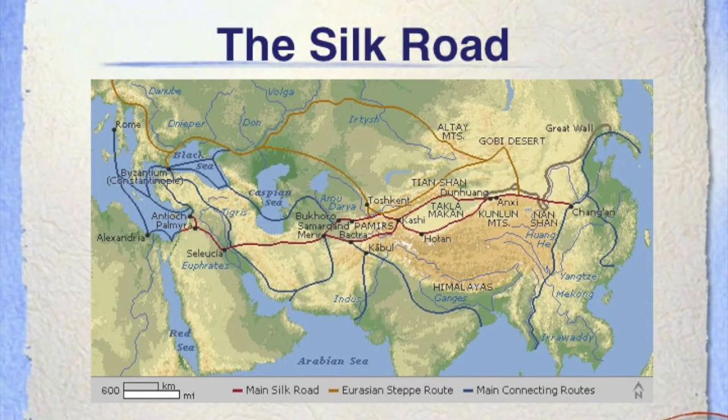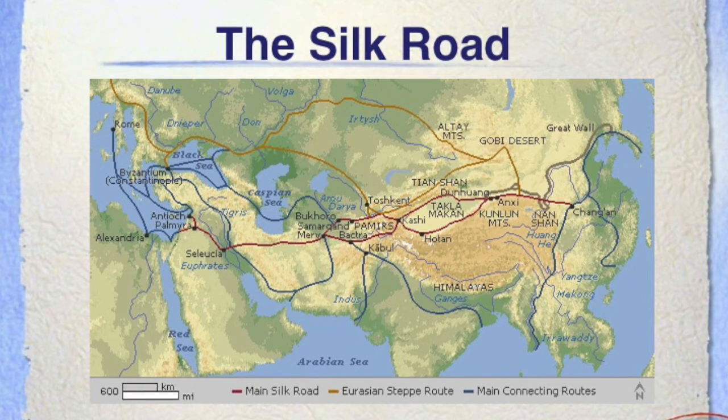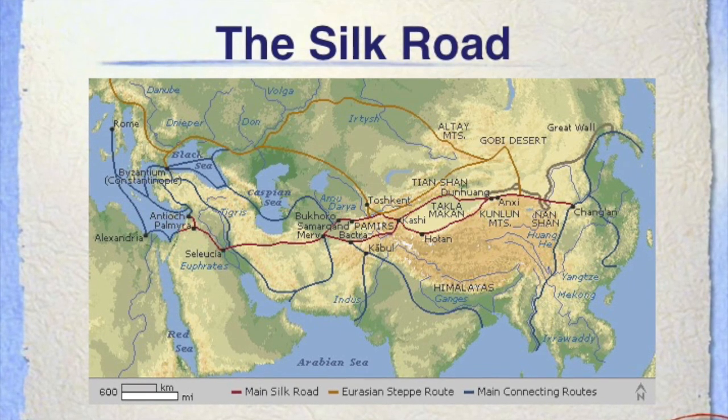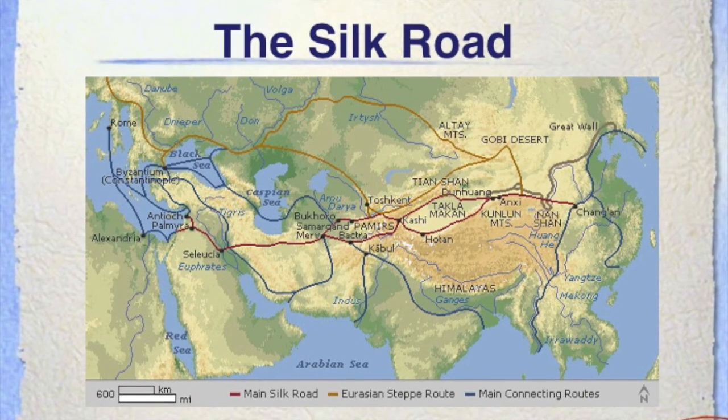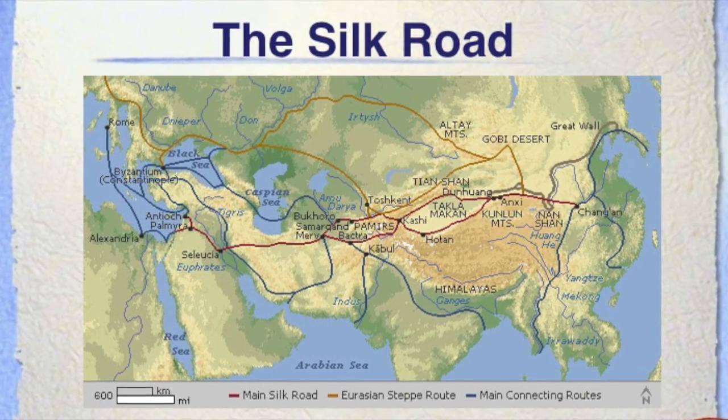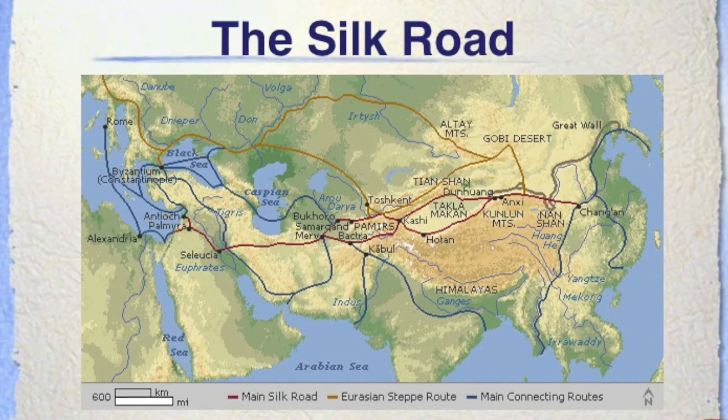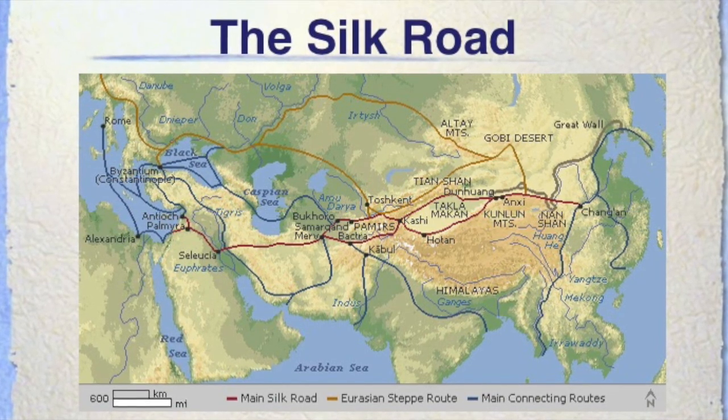At one end was China, at the other end was Rome. Each had something the other wanted. Rome had gold and silver and precious gems. China had silk and spices and ivory. Ideas also traveled along the Silk Road, and these are ideas that affected everyone.